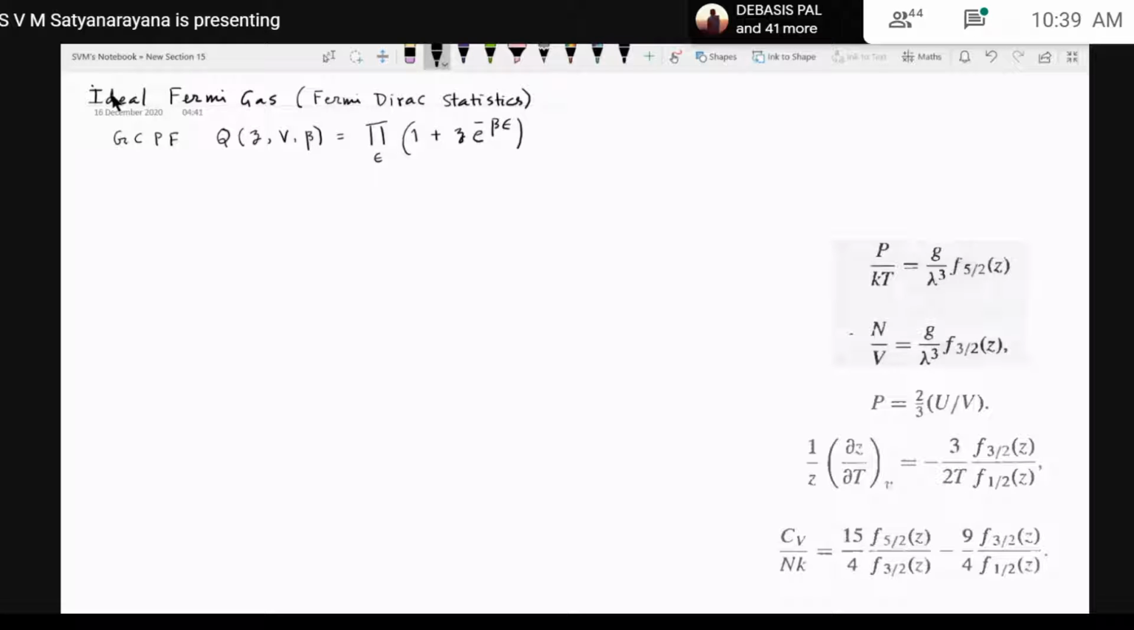where the fugacity is given by e to the power beta mu. So this is our fugacity, and the next expression that we had was with respect to the average number of particles.